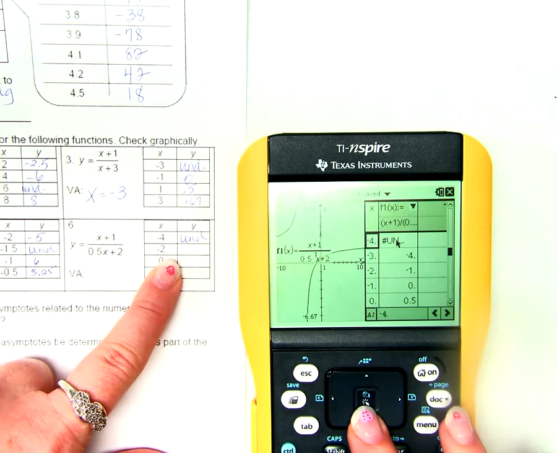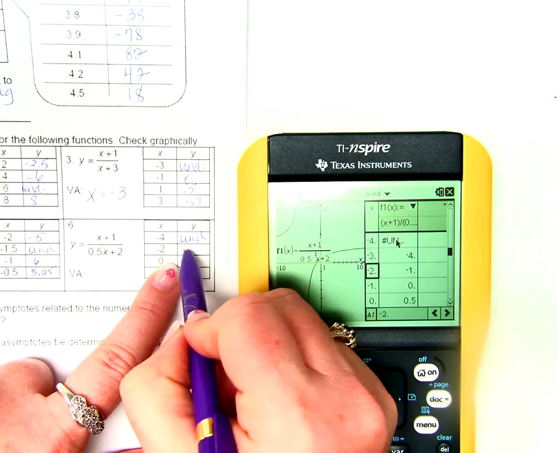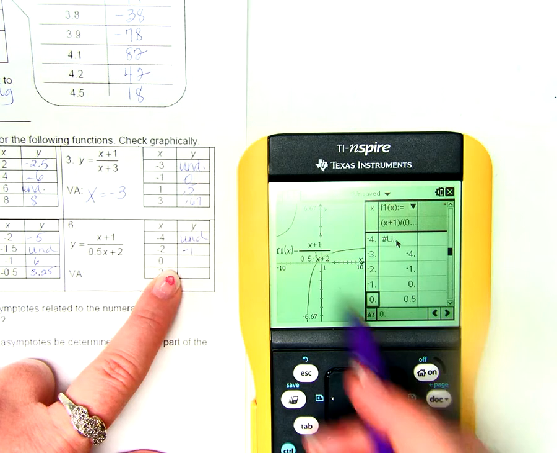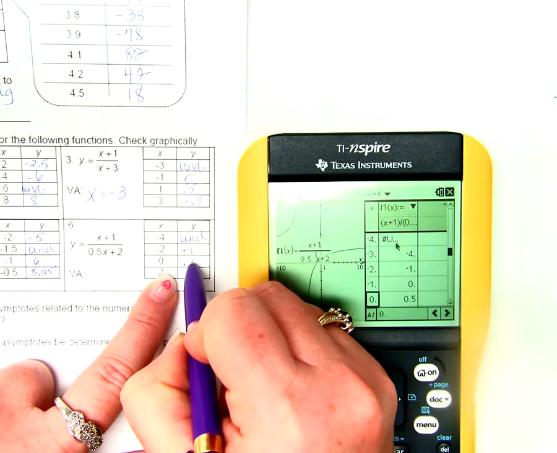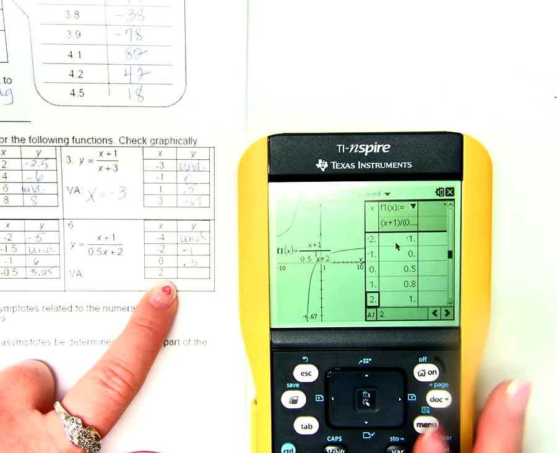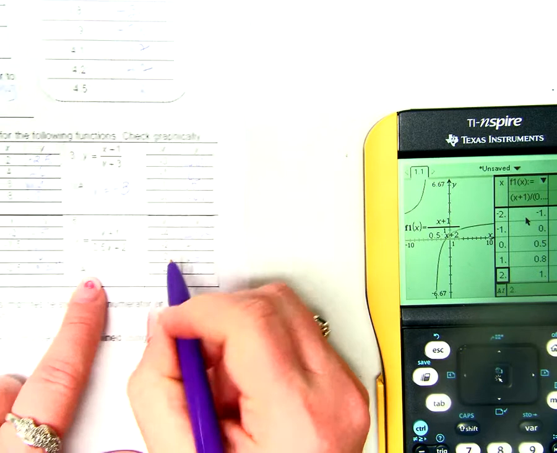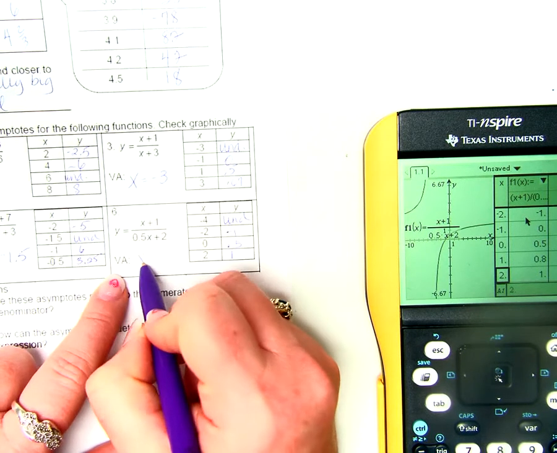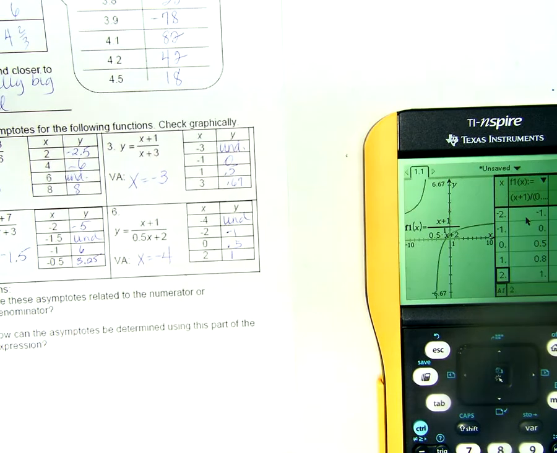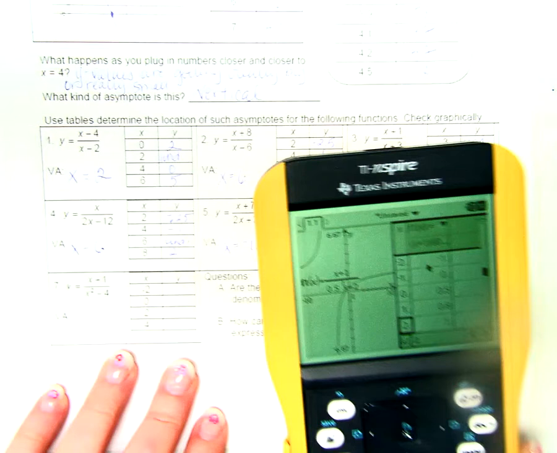When x is negative 2, y is negative 1. When x is 0, y is 0.5. And when x is 2, y is 1. So my vertical asymptote is x equals negative 4. Last one.